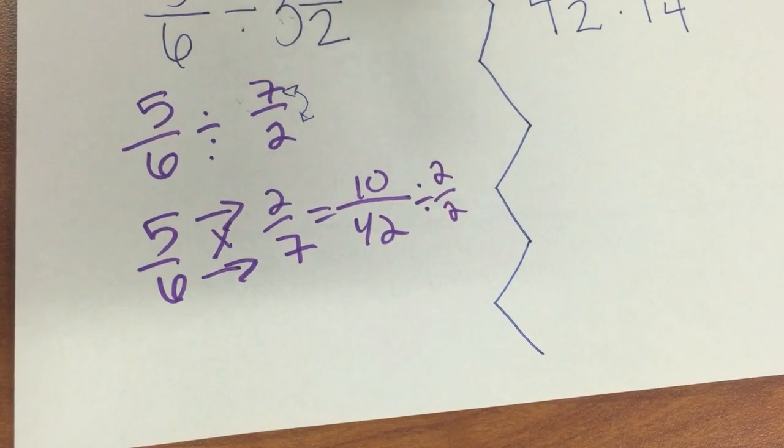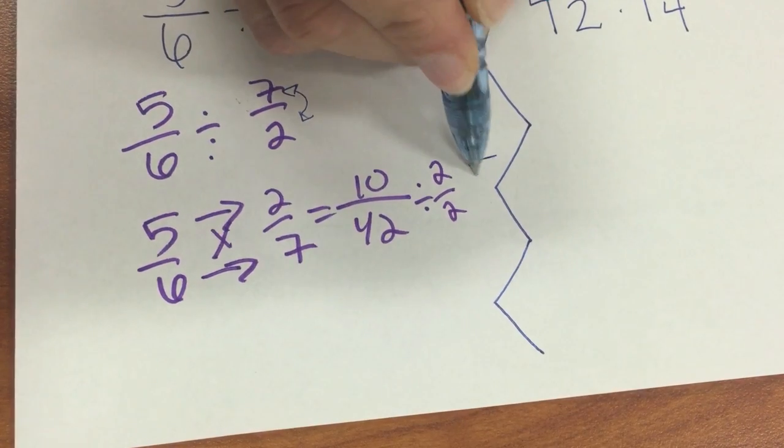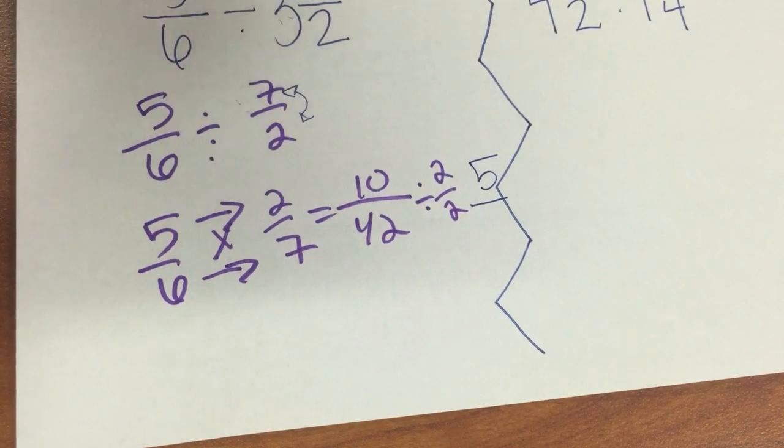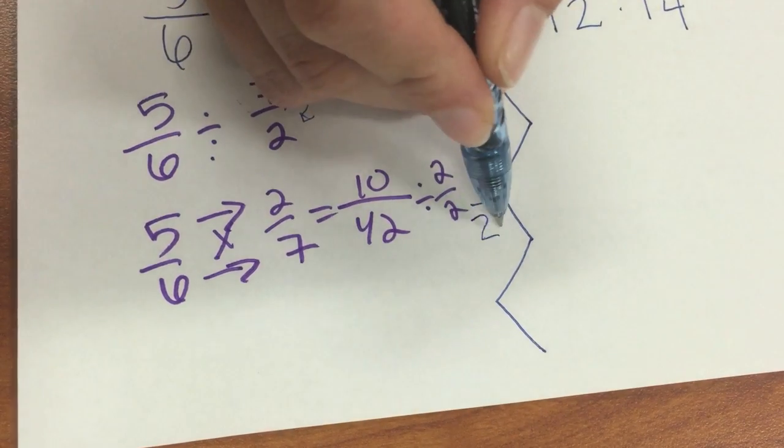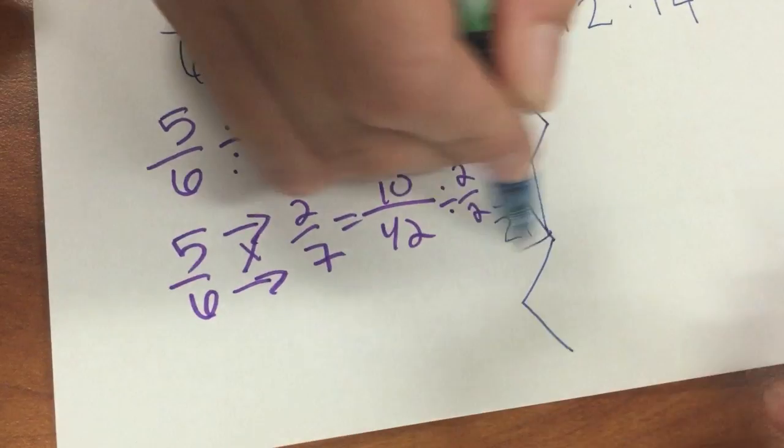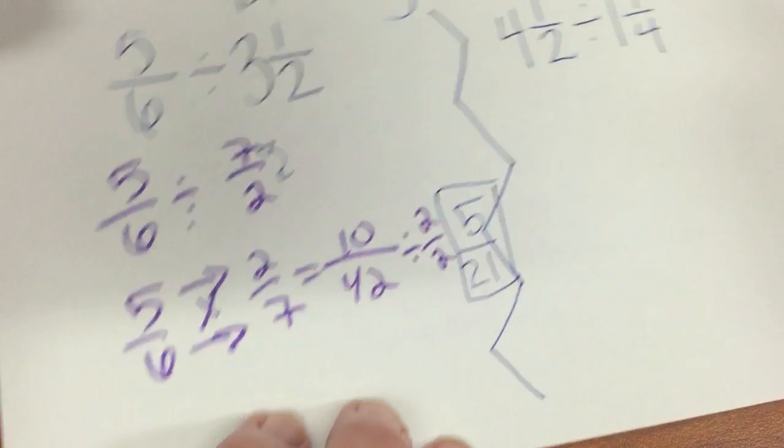Okay, so 10 divided by 2 is 5. And 42 divided by 2 is 21. Our answer is 5/21. Woohoo.